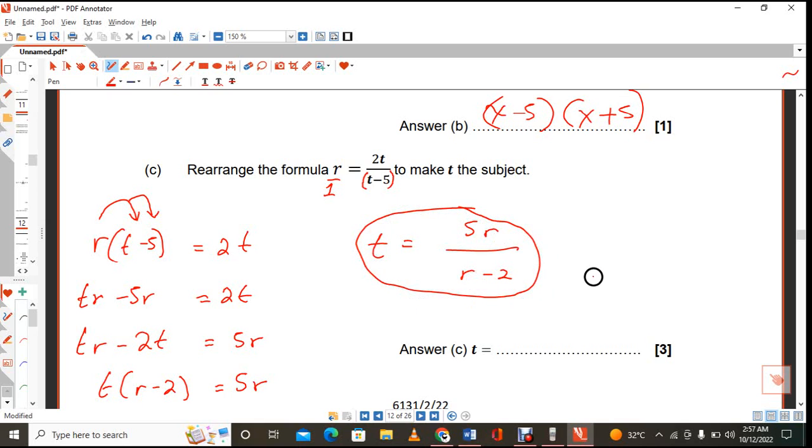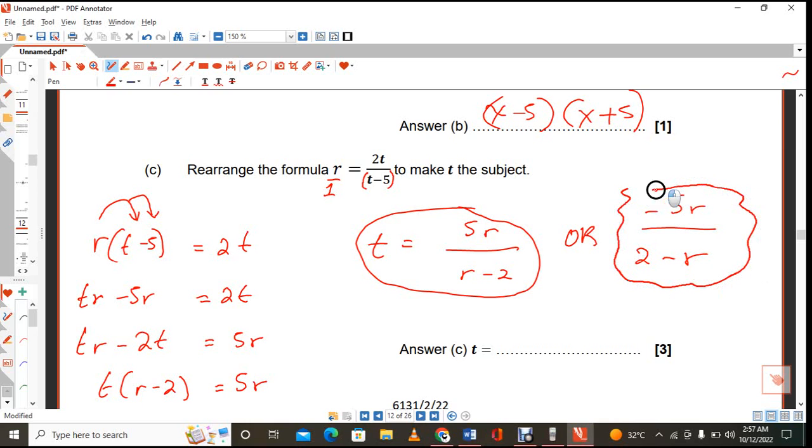Okay, you could take another route and arrive at things like this: minus 5R over 2 minus R. Essentially, it is also the same thing. It means the same thing. So when you multiply the term on top by negative and the term underneath by negative, you're going to get the same.